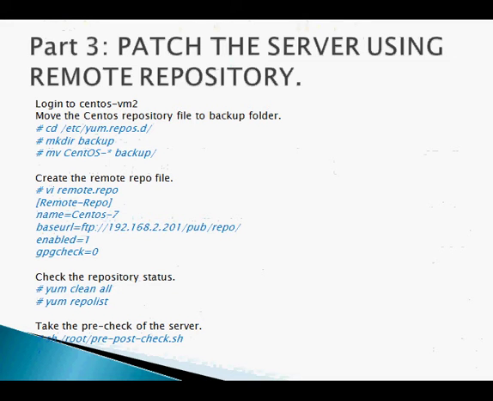Now let's start the third part, patching the server using the remote repository. Here the process is, let's log into the CentOS VM. We will move all the files from the yum repository folder. We will create a backup folder and move all the files over there. Here we are going to create a remote repo file. Then we will update the details over here.